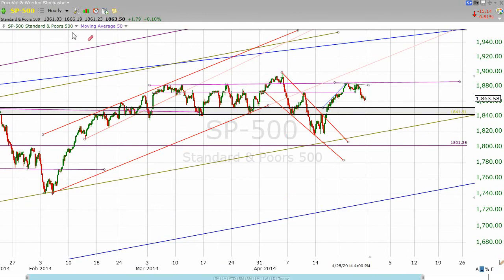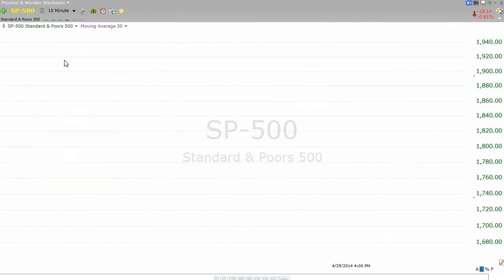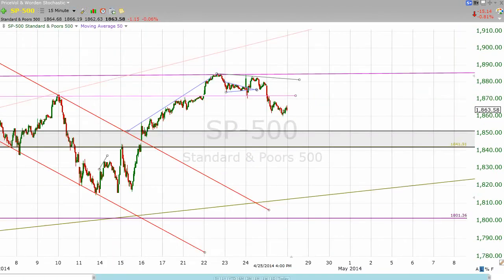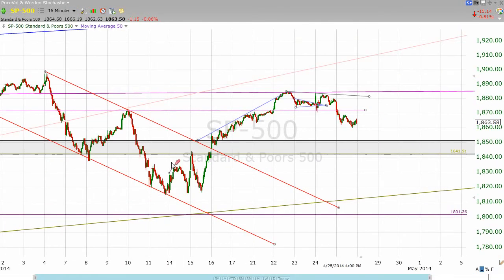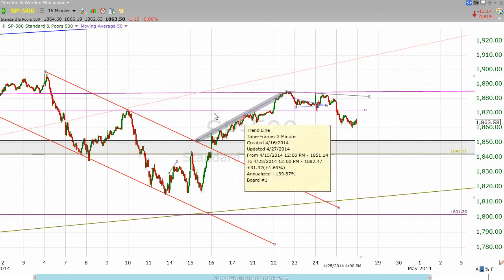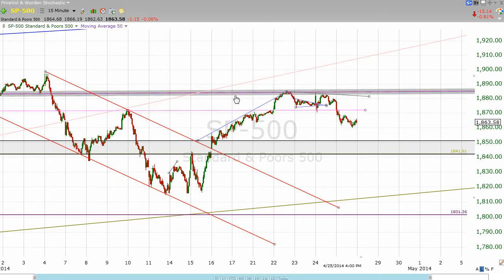So let's zoom in just a little bit. And here you see it. We were in this little channel right here, broke out over it. At one point we had our little small channel marked here. I'll mark that again.